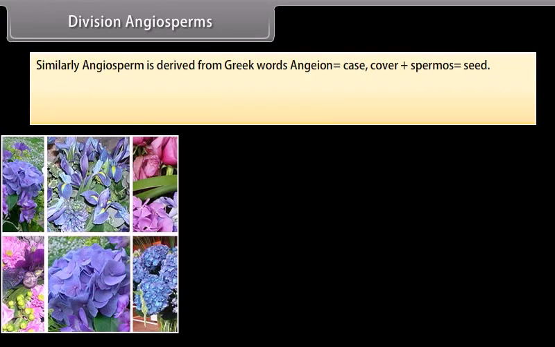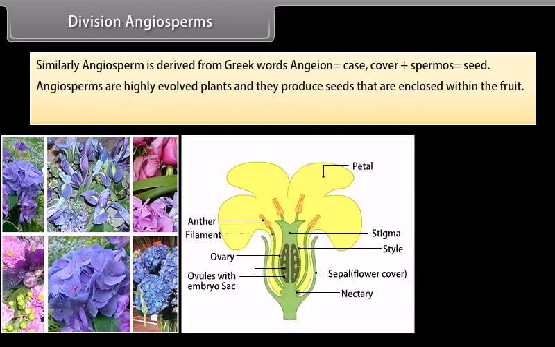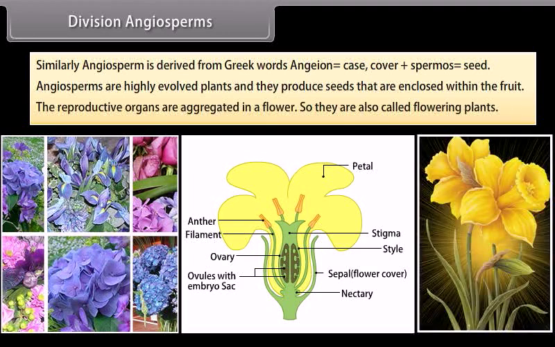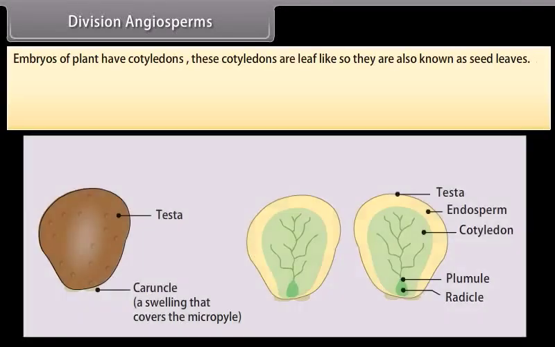Division Angiosperms. Similarly, angiosperm is derived from the Greek words angion, case or cover, plus spermos, seed. Angiosperms are highly evolved plants and they produce seeds that are enclosed within the fruit. The reproductive organs are aggregated in a flower, so they are also called flowering plants. Embryos of plants have cotyledons. These cotyledons are leaf-like, so they are also known as seed leaves.